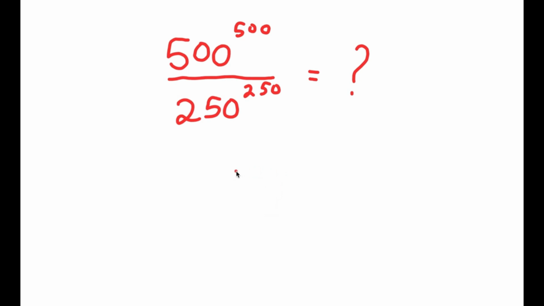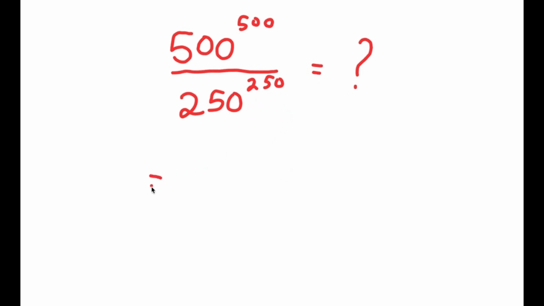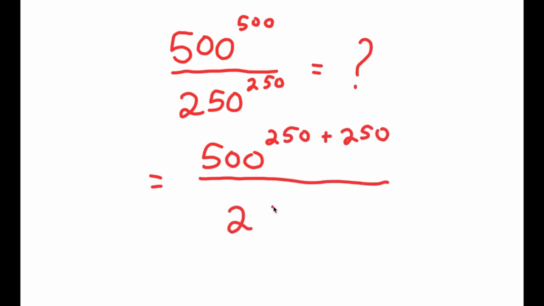Alright, so in this problem, I have 500 to the power of 500 divided by 250 to the power of 250. So, to solve this, what I'm first going to do is rewrite this as 500 to the power of 250 plus 250 over 250 to the power of 250.